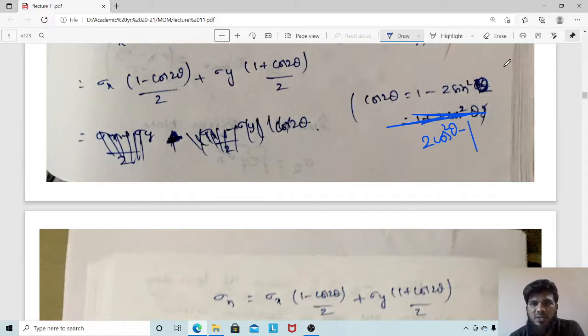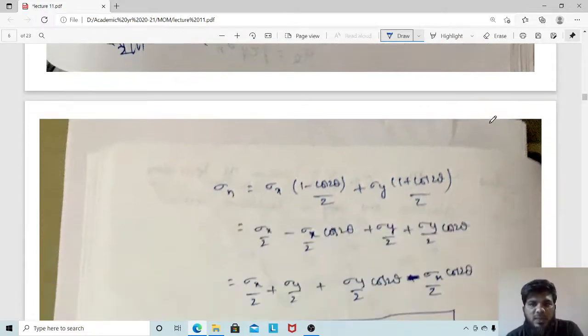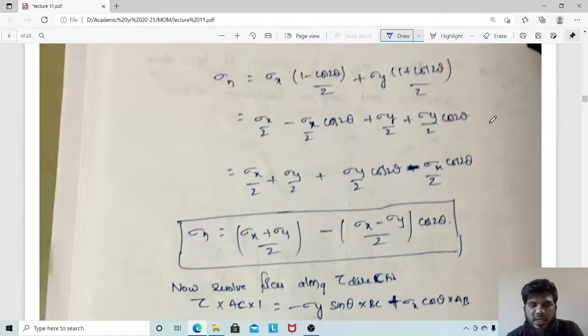Sorry, I have written this wrong. Let me correct it. So cos 2 theta is equal to 2 cos square theta minus 1. So this minus 1 goes on the other side and it will become plus. I have made a small mistake here, so try to rectify that mistake. Okay, so from the identities we have identified this.